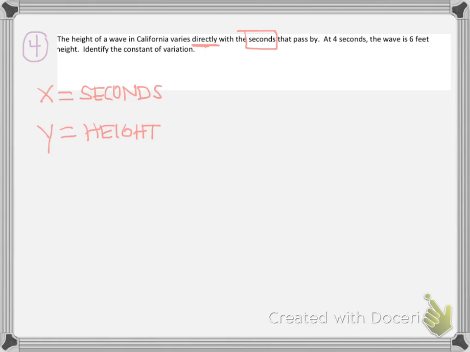At 4 seconds, the wave is 6 feet high. So I want to look at the constant. What I'm looking for is k. So k would be y over x. That would be 6 over 4. So the constant of variation, if I reduce that, is going to be 3 halves.